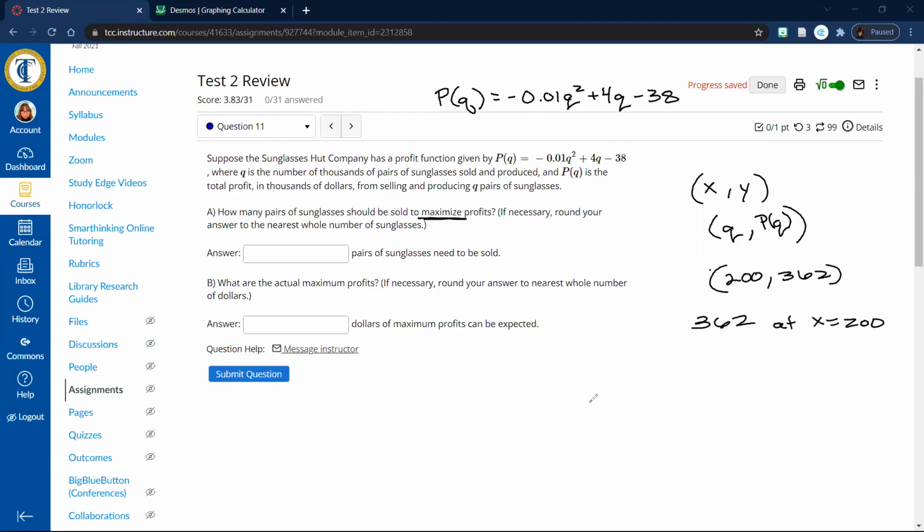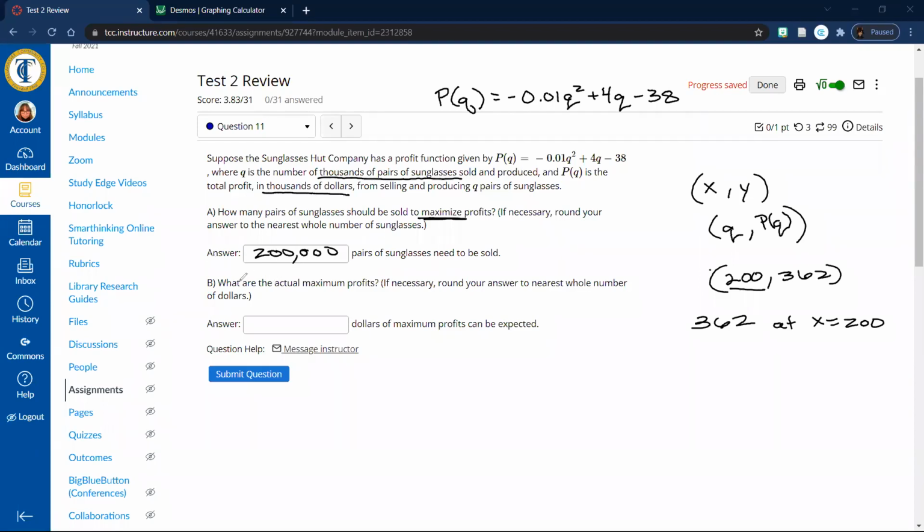All right. Here's where you guys have to be careful with these word problems. This says in thousands of dollars and in thousands of pairs of sunglasses. So if we say how many pairs of sunglasses should be sold to maximize profits, and this says 200, it's really 200,000. Because it's in thousands. So whatever number you have, you have to tack 1,000 onto it.